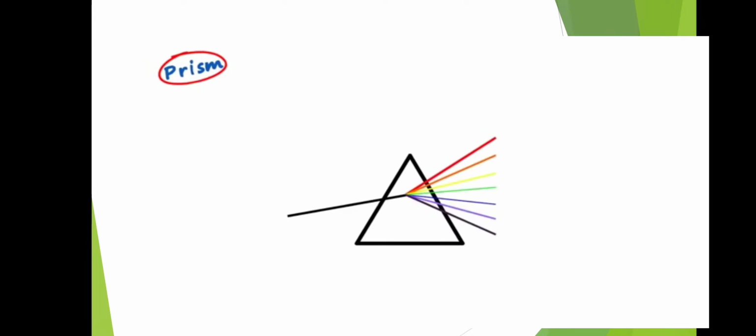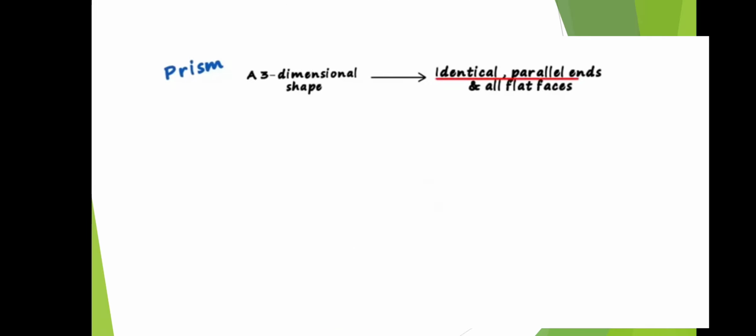Now first we will see the video and understand the concept of a prism. In this video, we try to understand one of the most interesting three-dimensional shapes. It's called a prism. Most people think of a prism as something like this, but have no idea about its correct definition. So let's erase this and start with the definition of a prism. It's a three-dimensional shape that has identical parallel ends and all flat faces.